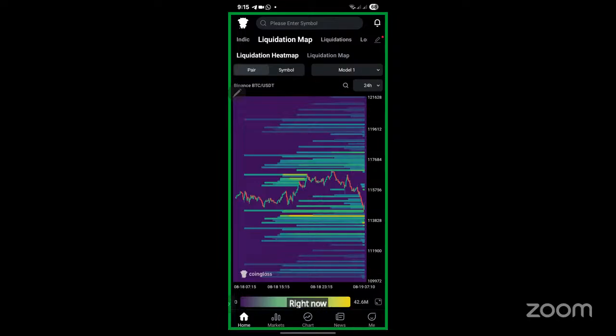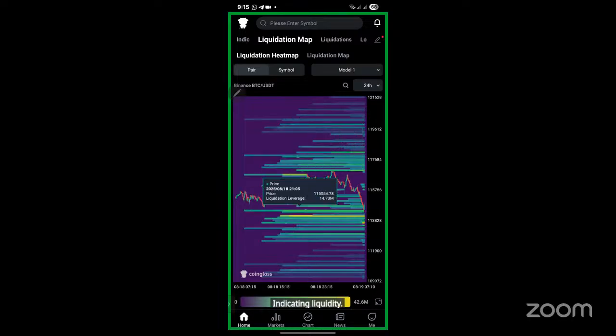Right now, as I look here, this is the liquidation map of BTC, Bitcoin. And when I tap here, you can see that this is BTC. This is Bitcoin here. And since this one is BTC, this is its liquidation heat map. The liquidation heat map will always show you lines like this, indicating liquidity.